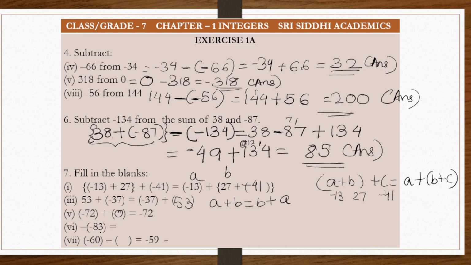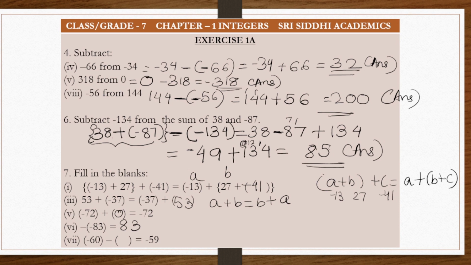So minus of minus 83, which is the additive inverse, is 83, right? If you put a minus sign outside and a minus sign is also inside the bracket, same sign both inside and outside, then finally it will be positive in the answer. So now the next question is minus 60 minus blank is minus 59.